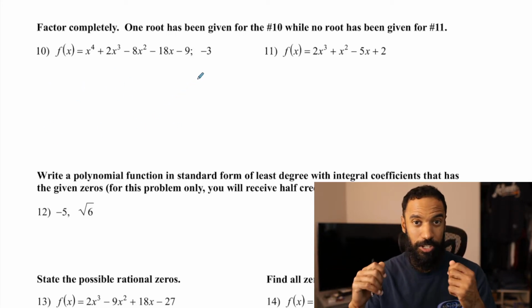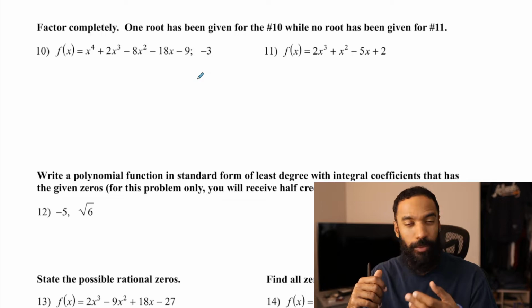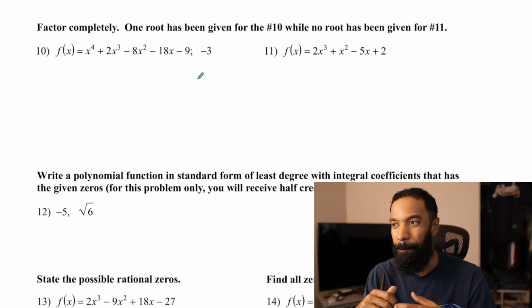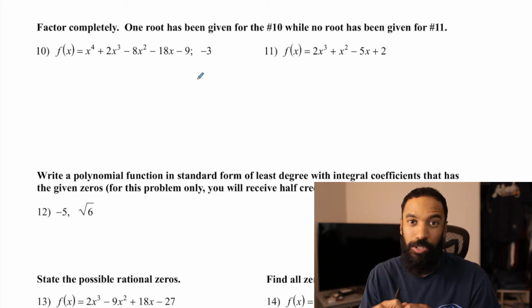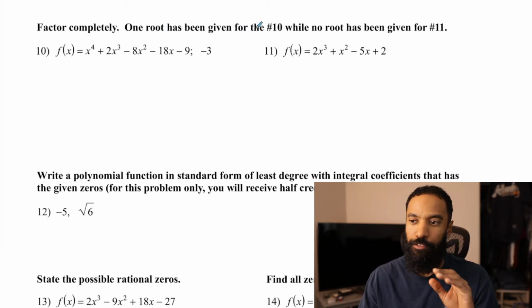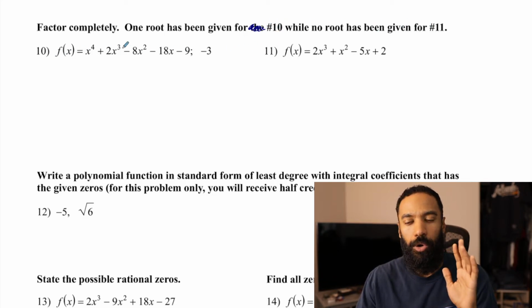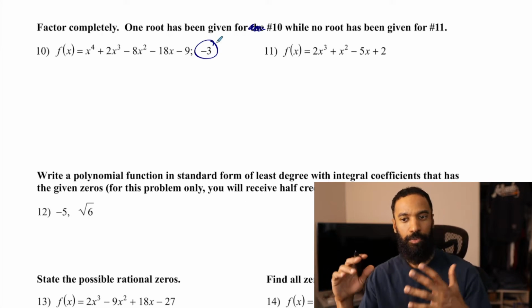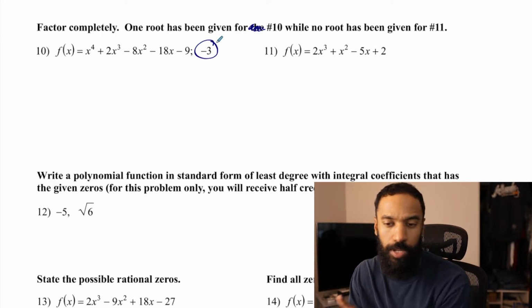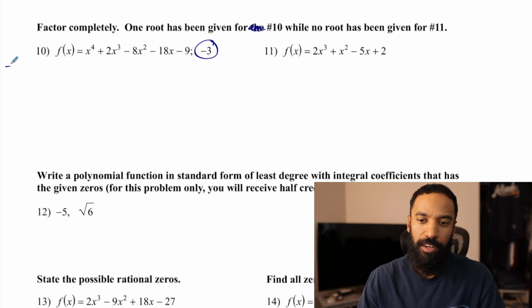You need to do synthetic division twice. You need to, I think, factor a quadratic after that. Yeah, there's just a little bit to do. Rational root theorem at one point. Now, you don't need to do it at the beginning. One root's been given for number 10, while no root has been given for number 11. So on number 10, they first give you a root of -3. Without testing p's over q's, we know that one of them is -3 already.